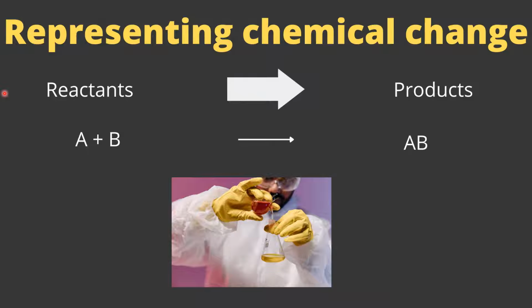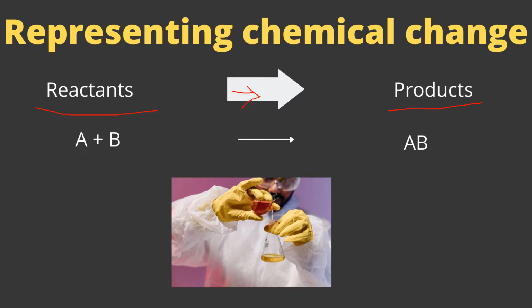So we're going to talk about how we represent chemical change in written or symbolic form. We represent chemical change by writing a chemical equation. In a chemical equation, on the left hand side you have your reactants, separated by an arrow, you just draw a normal arrow, and then on the right hand side you have your products.